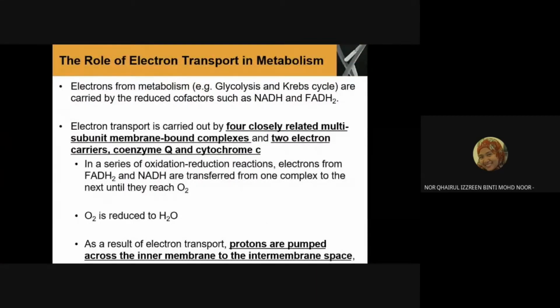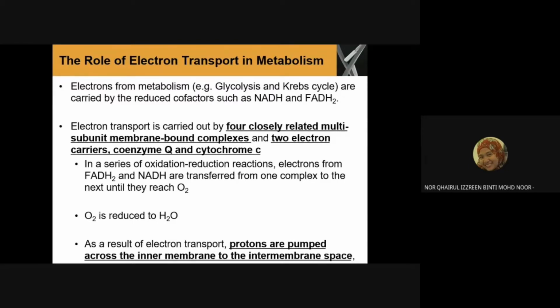ETC is carried out by four closely related multi-subunit membrane complexes. We look into these complexes later on. And then we have two electron carriers, coenzyme Q and cytochrome C. Why do we call it a series of oxidation-reduction reactions? Because the electron is passed from one carrier to another. When it passes an electron, and when it receives an electron, there is an oxidation-reduction reaction happening.